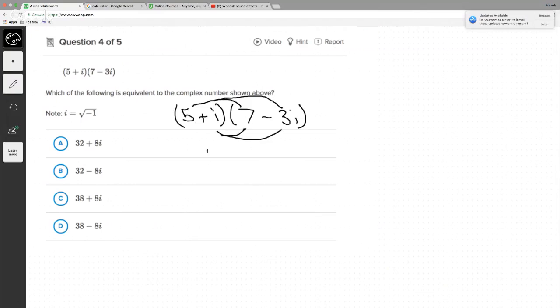So 5 times 7 is 35. These are no calculator, so you've got to be decent with your multiplication. Minus 15i plus i times 7 plus 7i. And then minus 3i squared. These two combine to give you negative 8i: negative 15, positive 7, negative 8.